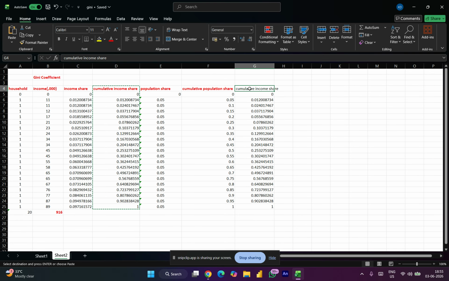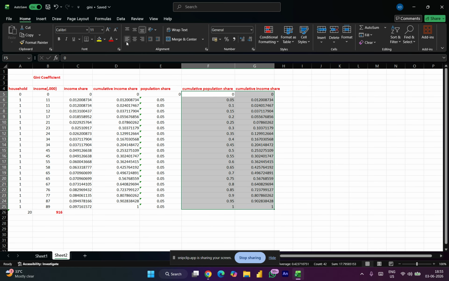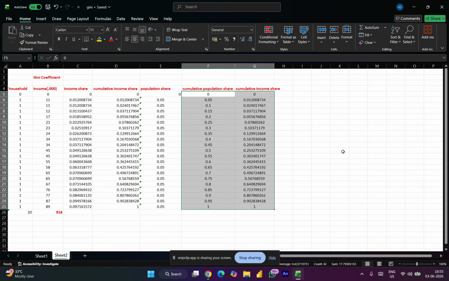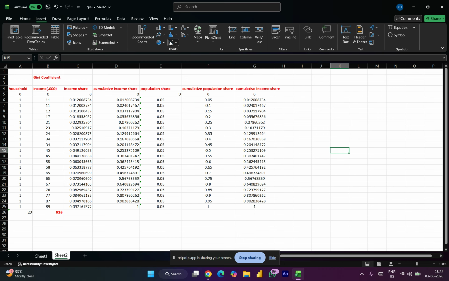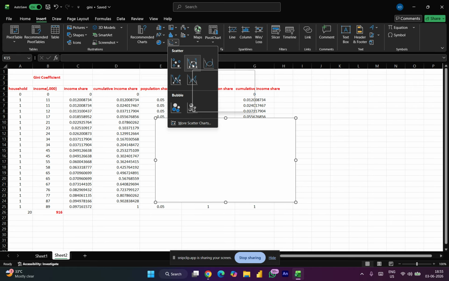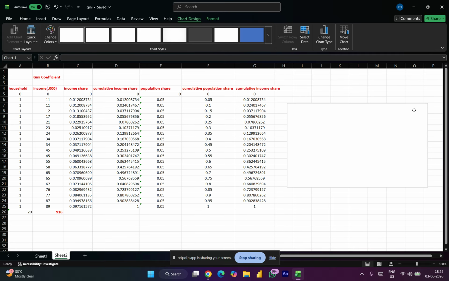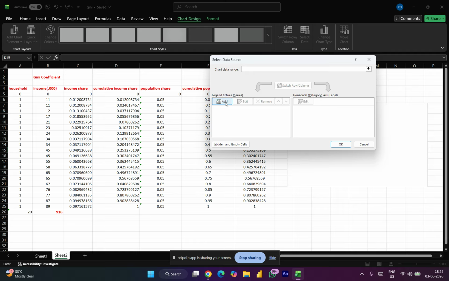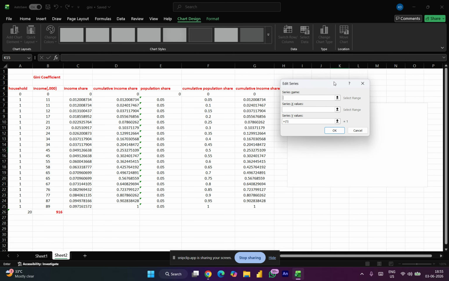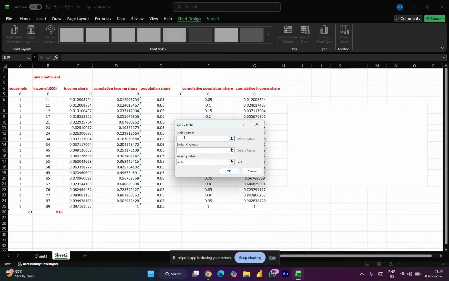What we have to do, just highlight this one, and take a little bit of the middle. Go to Insert, then Charts. Then this type of chart. Right click, select data, add. Series name: first we have to do the line of equality.